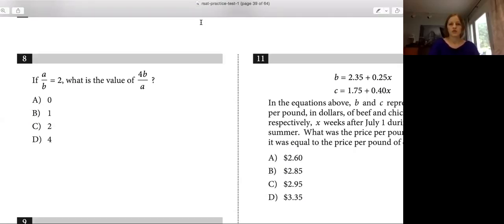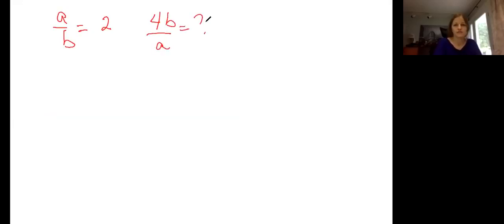And what we want to do is think about, is the math way going to be easier to solve this, or is there a technique that can help us? Depending on how you are as a math student will depend on what method makes the most sense for you. So let's take a look at both ways. So one is A over B equals 2. And the question is 4B over A equals what?